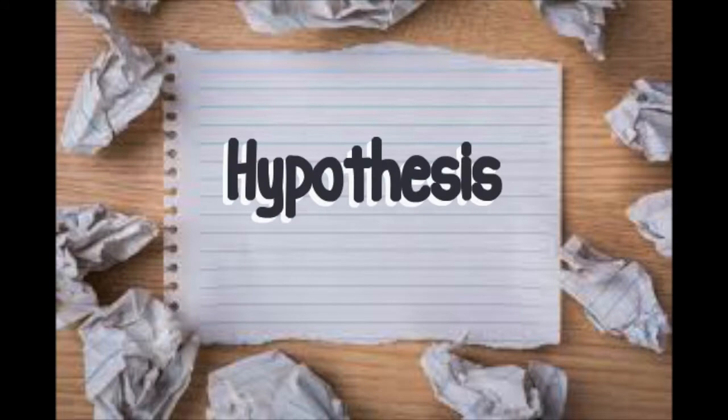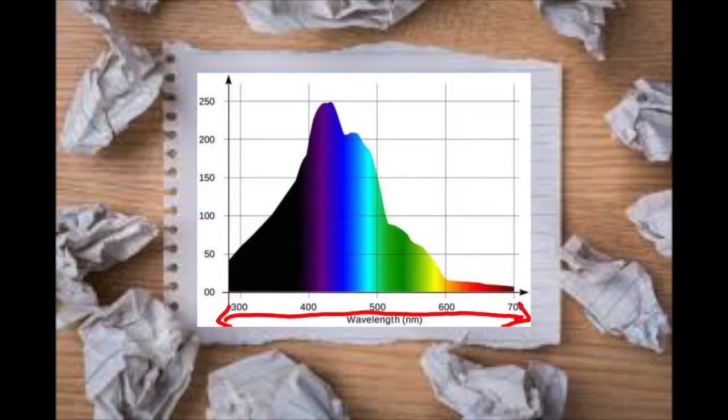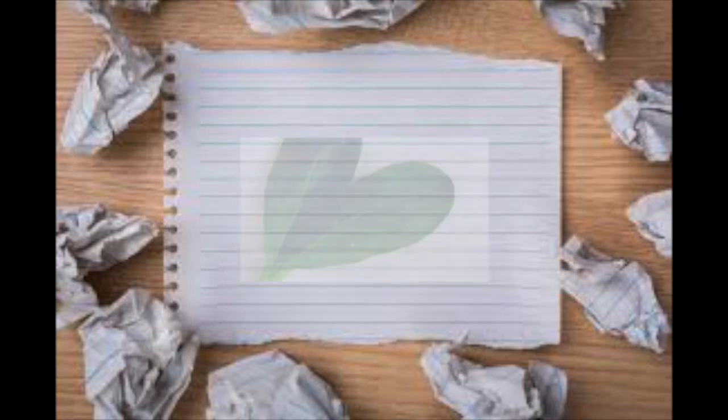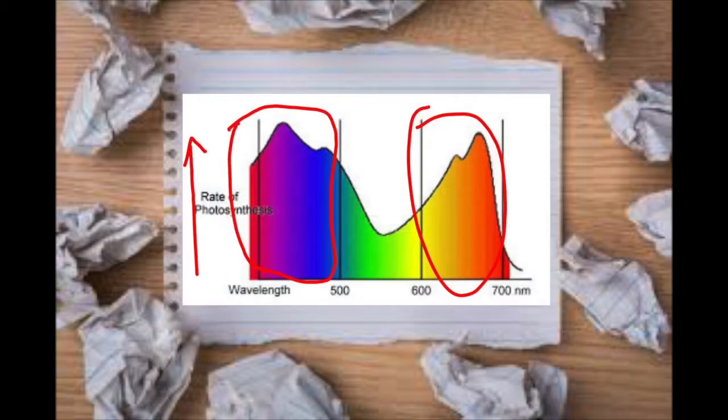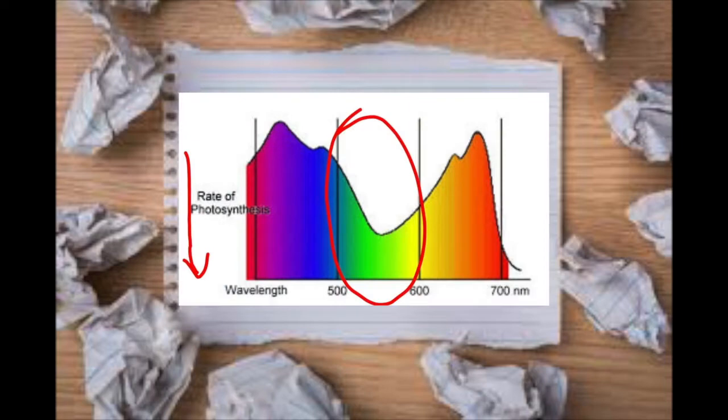The hypothesis I've come up with for this lab is that if the wavelength interval of light hitting a spinach leaf is greater than 560 nanometers or less than 520 nanometers, then the rate of photosynthesis will occur at a faster rate than a leaf within the 560 to 520 nanometer range.